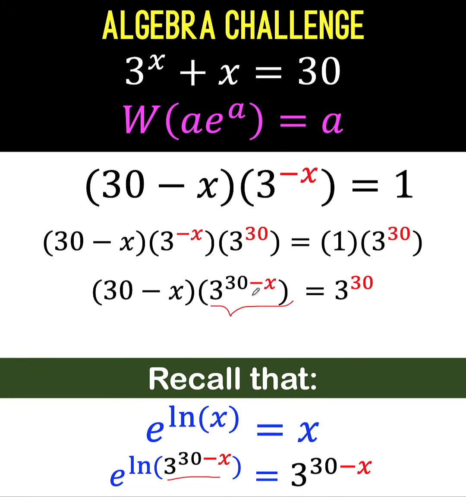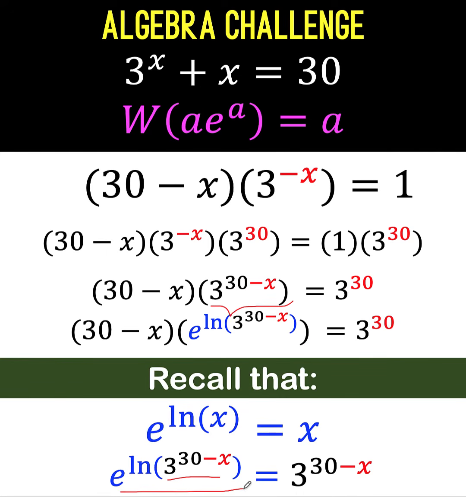So we can therefore replace this part by e raised to ln of 3^(30-x), and here is now the result. This part here is replaced by this expression. So you have 30 minus x here, you have 30 minus x here, you have e, but there are extra expressions, ln and 3. We want only this natural number e.